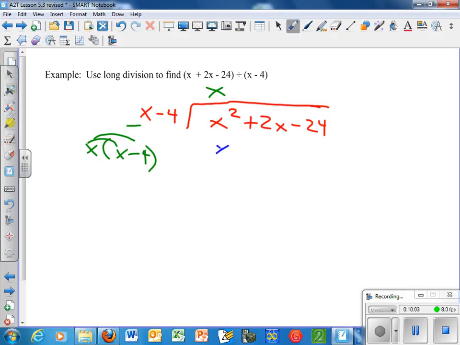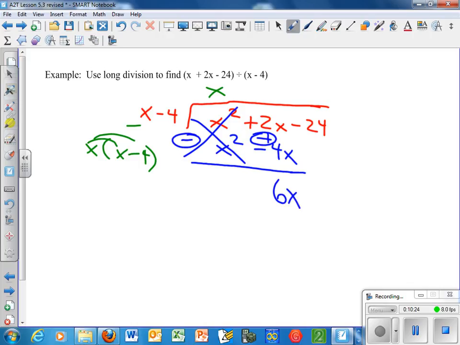I get x squared minus 4x. Okay, now I draw my line. I'm going to subtract. How you deal with it algebraically, you change your signs. So that becomes a plus right there. These drop out, x squared minus x squared, which always happens. First ones will always drop out. I have 2x plus 4x now, which is 6x. Remember, you changed the sign there. Okay, now you drop down your next term, which is minus 24.